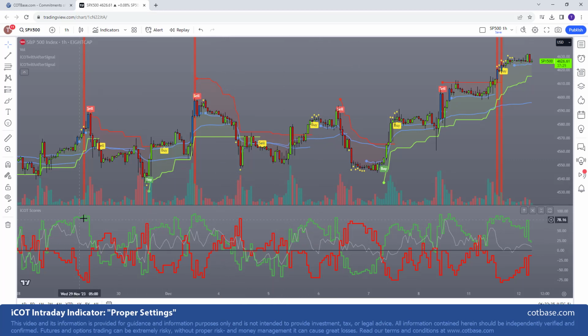Now large speculators, green line. I'm not sure, did I make a mistake? Yeah, sorry guys. So green line, as in the case of classic COT analysis, we call them large speculators, and red, commercials. You can call it whatever. It's obviously not COT data from CFTC, but it is mimicking the same extremes, and we use the same concepts.